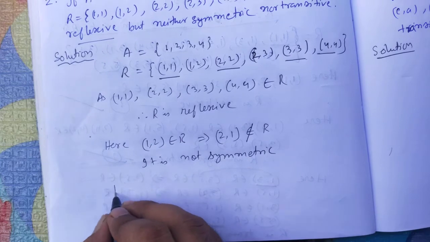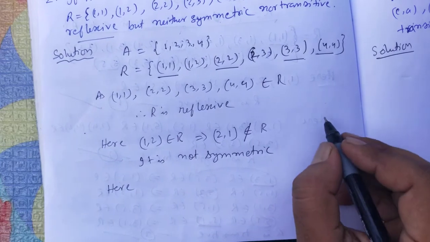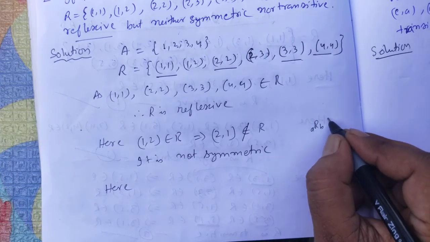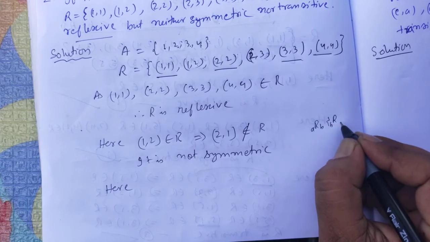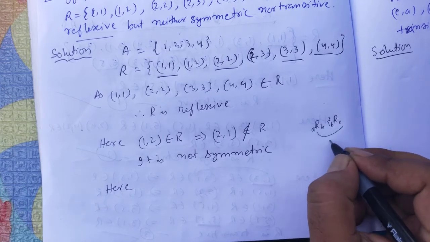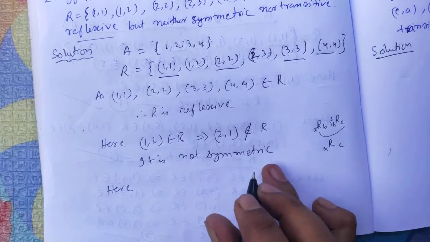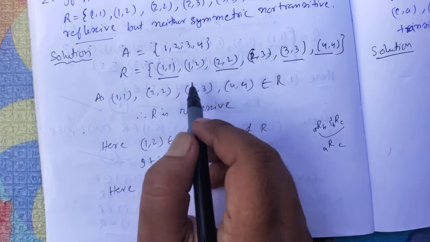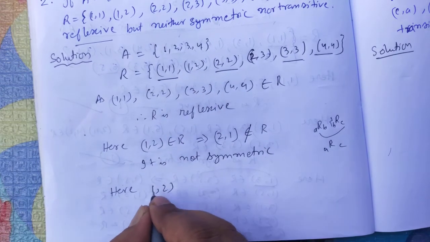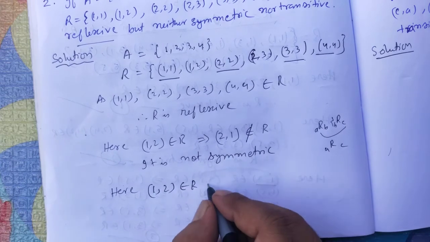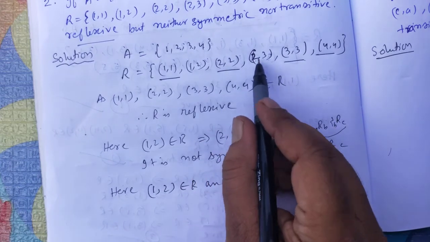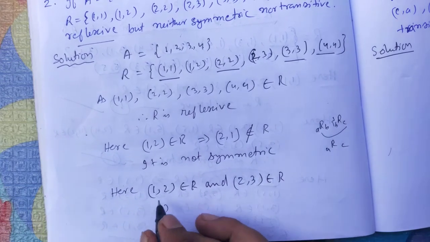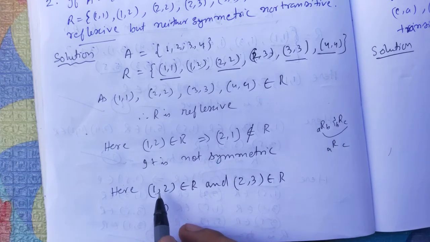Let's go for transitive. What is transitive? For transitive, we have to know that a must relate to b and b must relate to c implies a must relate to c, something like that, okay? So we'll use this only. We can say that here (1, 2) belongs to R and (2, 3) belongs to R. Does it imply (1, 3) belongs to R?